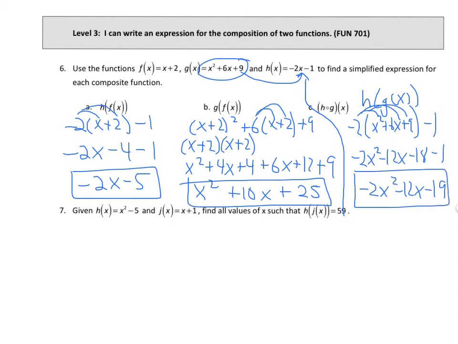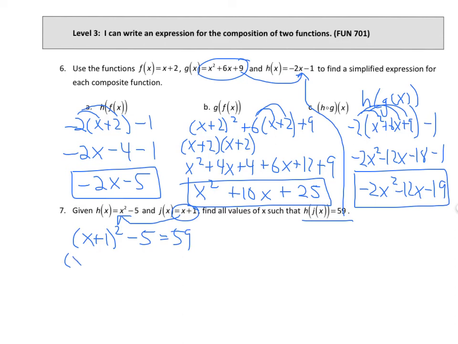Now in number 7, it's the same idea, but this time it's an equation. We have to find all values of x such that h of j of x equals 59. Now that we have an equal sign, this is an equation we have to solve. So we start off by plugging j into h. So this x plus 1 is going to go into the function h of x. So we get x plus 1 quantity squared minus 5. And then we set it equal to 59.